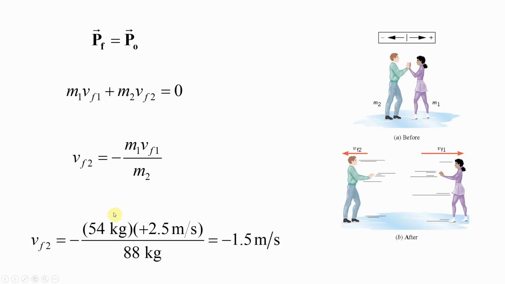Okay, plug in the numbers. I've got the masses and velocities. Don't forget that minus sign. Negative 1.5 meters per second. Because he was heavier than the girl, he's going to be going a little bit slower. And because she went right, he went left. So that's it. Write down p initial equals p final. Write down the mv's for everything in your problem. Solve, and you are done.